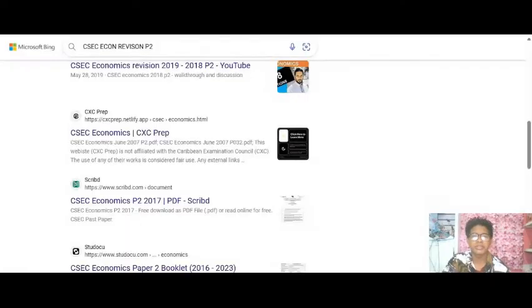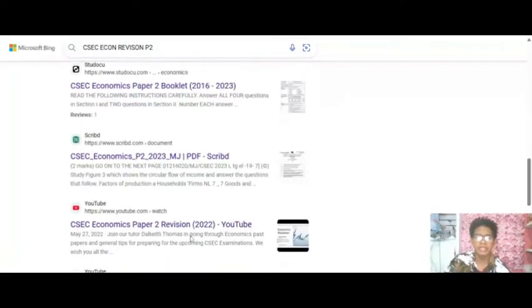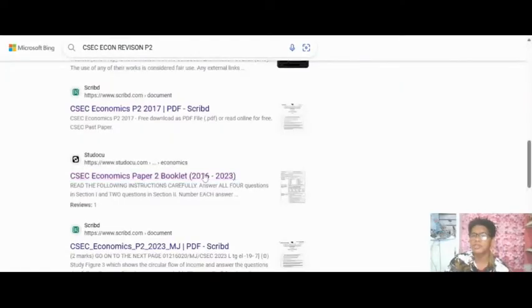All right, let me see something quick here. Hopefully you guys can see that right there. We're going to search for some econ revision materials. Let's see this one. We'll use this for a moment. This is the paper 2 booklet. I believe this is for everything.